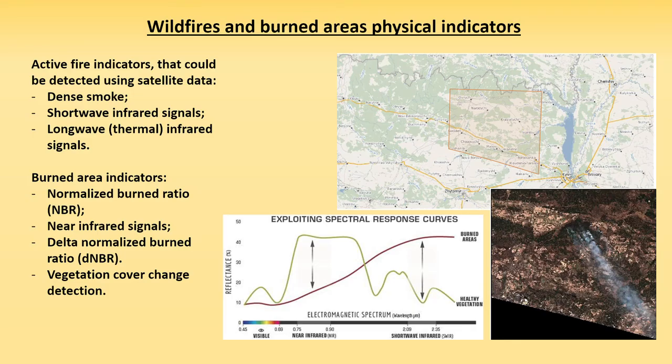Talking about data that represents wildfires, it can be divided into two general types: burning areas or active fires themselves, and burned areas emerged after fires. Each kind of data has its own indicators, input data, and processing procedures. Active fire indicators that could be detected using satellite data are next. Dense smoke, which can be detected even using preview images without any computational processing.